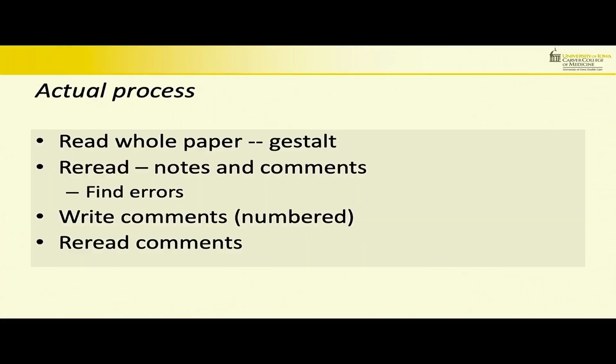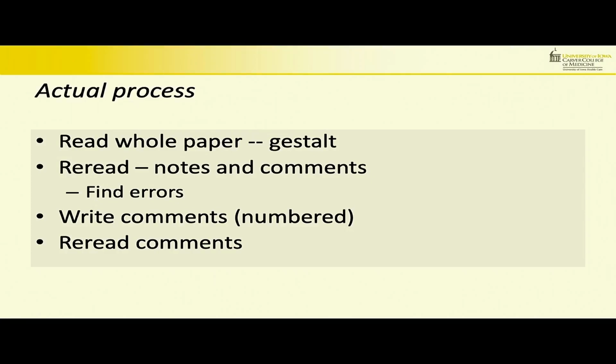Okay, so what's my actual process for reviewing? I read the whole paper once. I just read through it relatively quickly to get a gestalt for what it's about, okay? Then I go back and reread it carefully and make notes and comments, typing them out as I'm reading. As I'm reading, I find the errors.